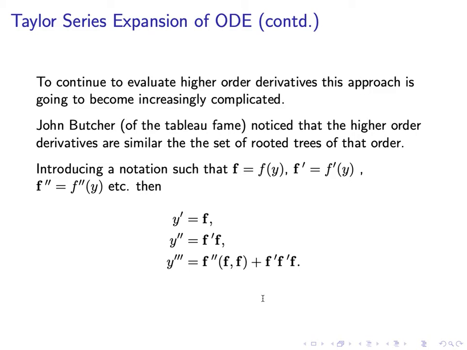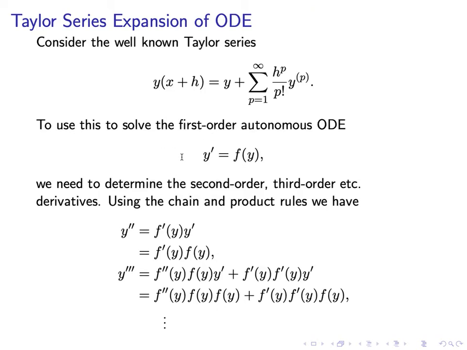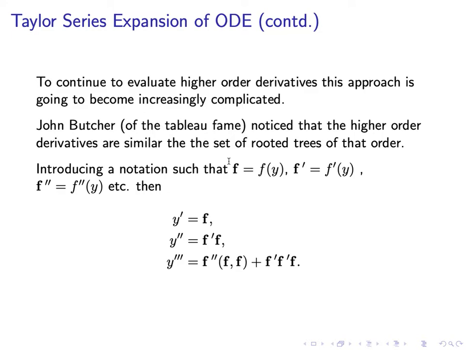This is where trees come in. To avoid this complicated approach, John Butcher, who the Butcher tableau is named after, made a really useful, interesting observation: the higher order derivatives for our first order ODE match that of the set of rooted trees of that order. For example, we've looked at derivatives up to order 3.